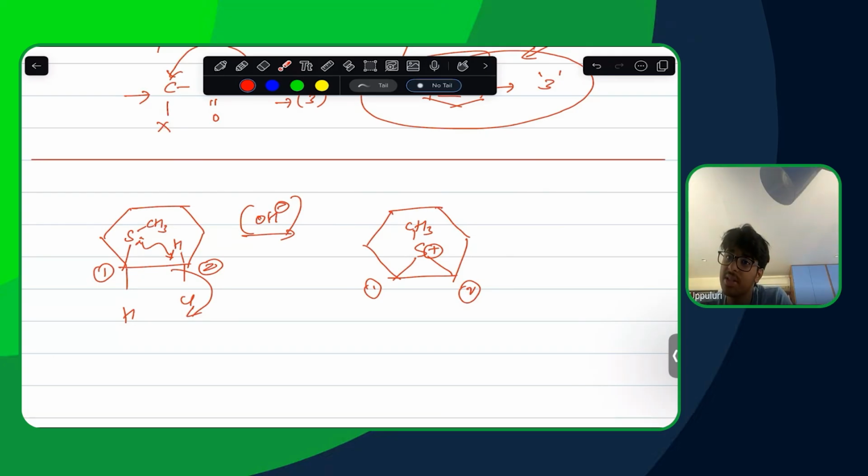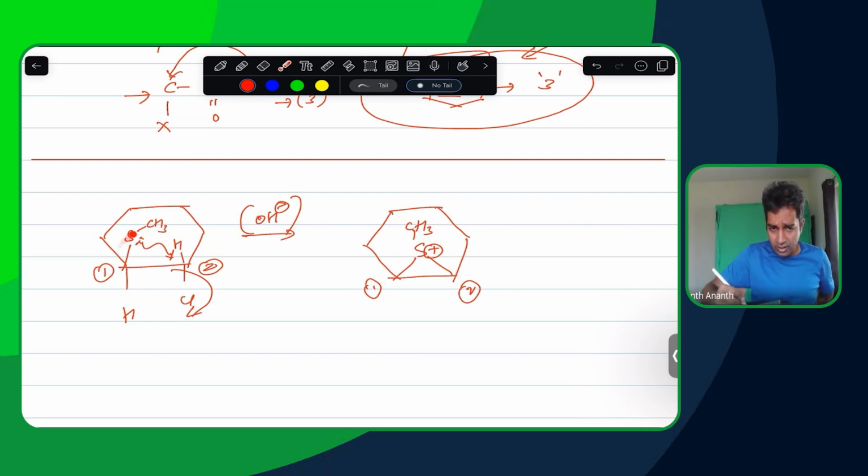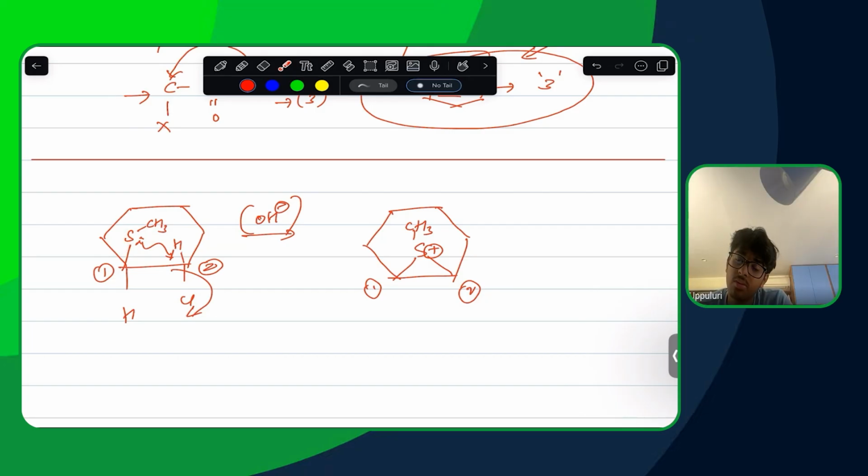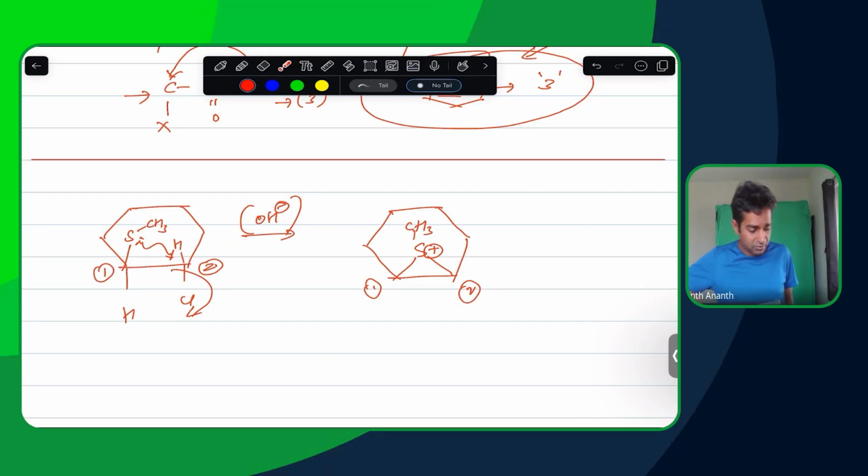Yeah, correct. But then it could take the CH3 away initially, right? This is a thioether system, right? Yes, sir. Then there is no way this guy can get a negative. It can't get a negative. How can sulfur get a negative? It is attached to two carbons, right?